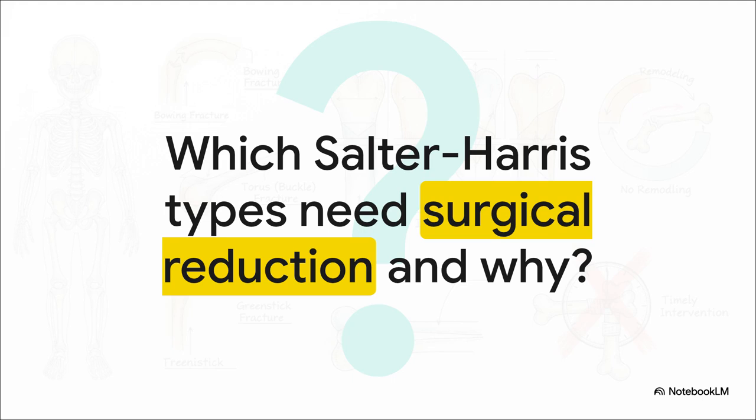So, I'll leave you with this to think about. Why is getting a perfect anatomic reduction of type 3 and IV fractures so absolutely non-negotiable? Really consider how just a tiny step-off in the cartilage or a small bony bar across the physis can have these massive, lifelong consequences for a patient's joint and their ability to move.